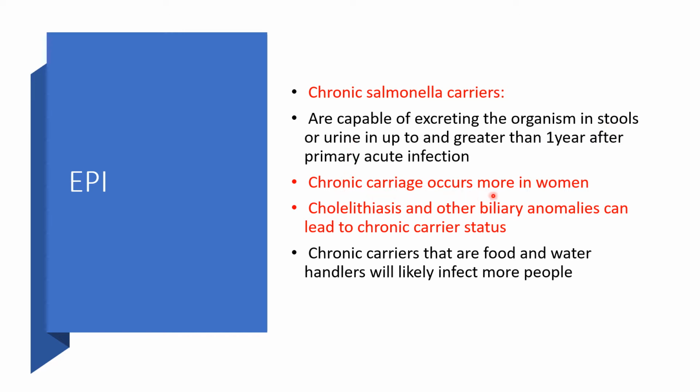Chronic carriage occurs more in women. We will understand a bit as we progress. Cholelithiasis and other biliary anomalies can lead to chronic carrier status. Chronic carriers that are food and water handlers will likely infect more people because the more people drink water from them or eat food from them, the more likely that many more people will be infected.